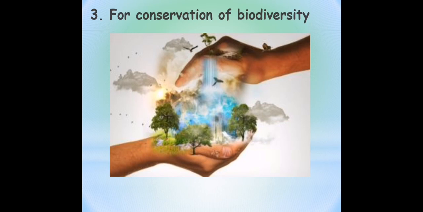Third one, for conservation of biodiversity. By learning about life cycles of organisms, we come to know that each organism is an important part of our ecosystem. So, every organism is important to maintain the equilibrium of our environment, so that we are aware why we need to conserve biodiversity. We have to protect every species to increase and to maintain the biodiversity of our world.